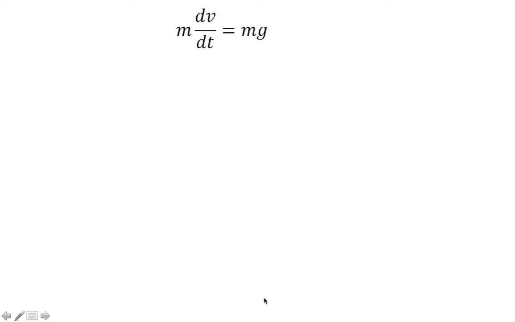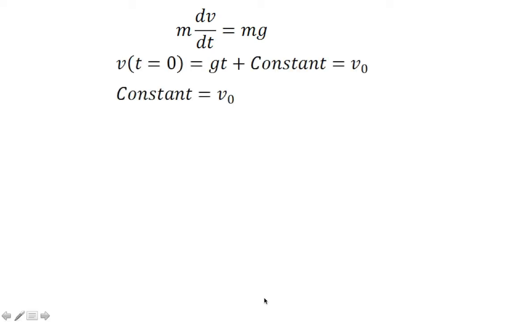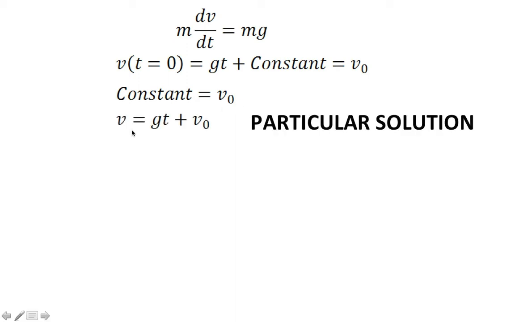After we find our general solutions to our differential equations, we're going to need to find the particular solution. To find a particular solution for both of our examples, we need a boundary condition. Let's say that for both of our examples, the ball initially starts out with a velocity of v0 when t equals 0. If we plug this back into our answer, we can find that our constant is now v0. This gives us a solution of v equals gt plus v0 for our first problem. This is called the particular solution.